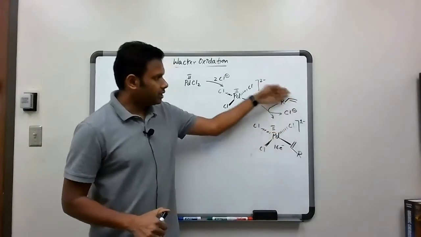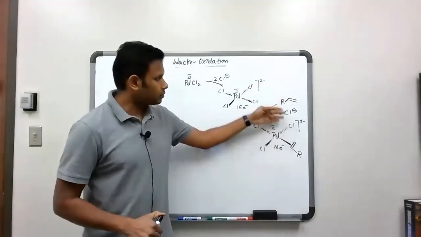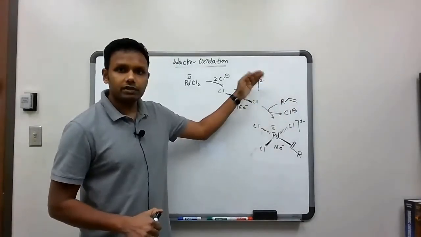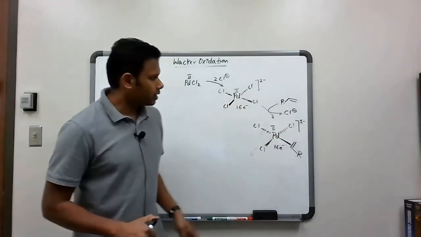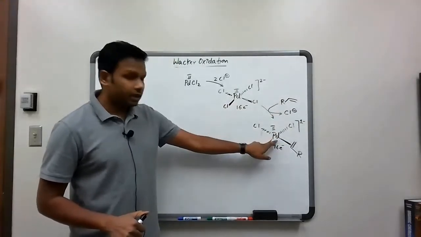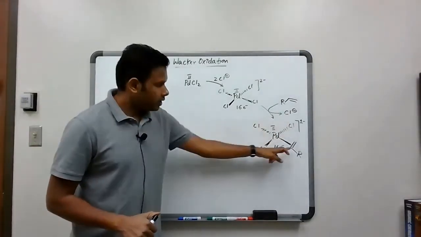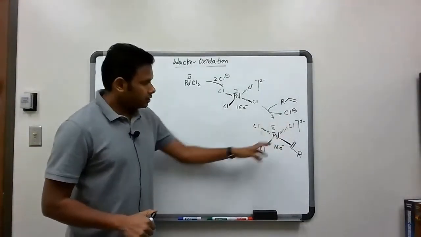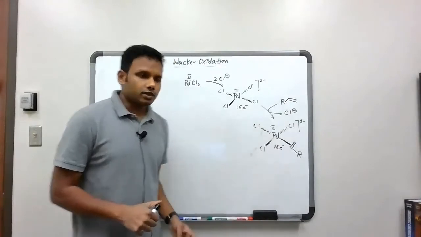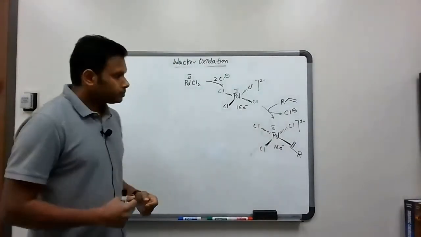So because we kicked out a Cl minus, that brings down that charge. So now we are at a 1 minus because the palladium is 2 plus and each chlorine is 1 negative. The olefin itself is not contributing to the charge. It is a neutral molecule.